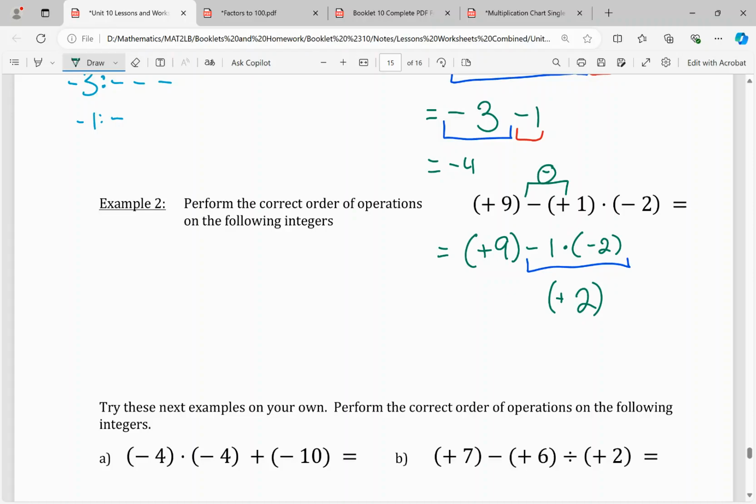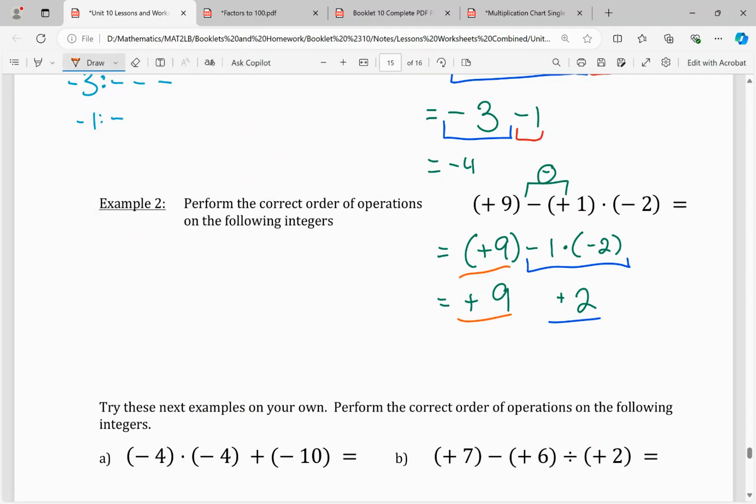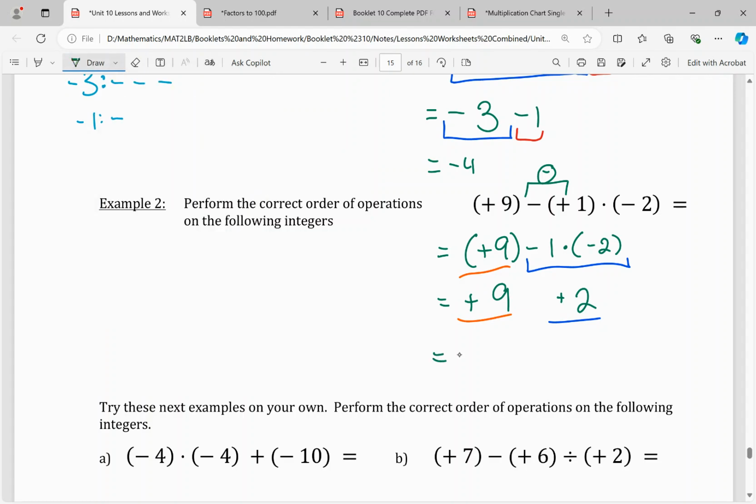Right? So what happens here is I'm left with a positive 9 plus 2. The plus 2 comes from the product. The positive 9 just carries down. Now, positive 9 plus 2, that's just 9 plus 2. And the answer is going to be positive 11.